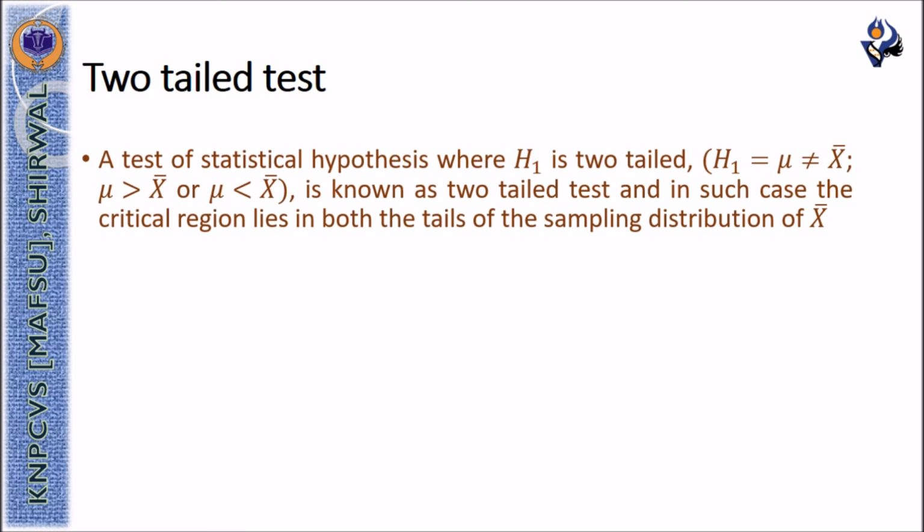Whereas a test of statistical hypothesis where alternate hypothesis is two-tailed, that is, mu is not equal to X bar, it means mu is either greater than X bar or mu is less than X bar, is known as two-tailed test, and in such case the critical region lies in both the tails of sampling distribution of sample means.